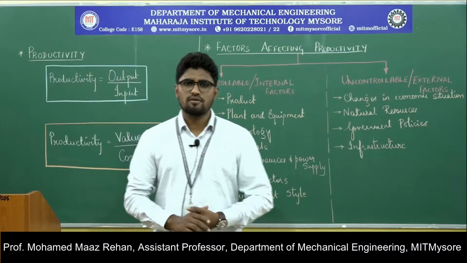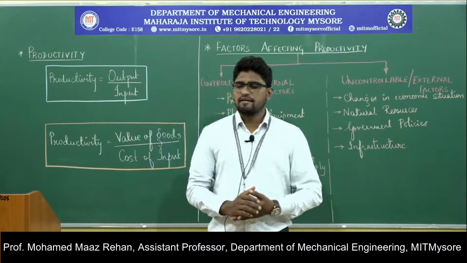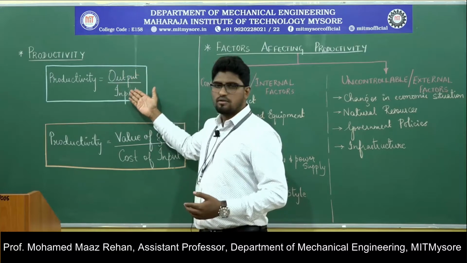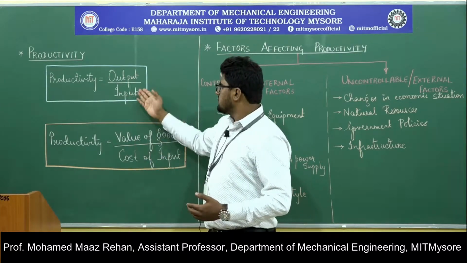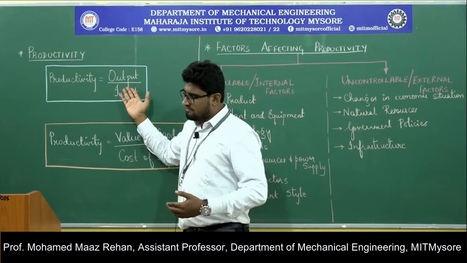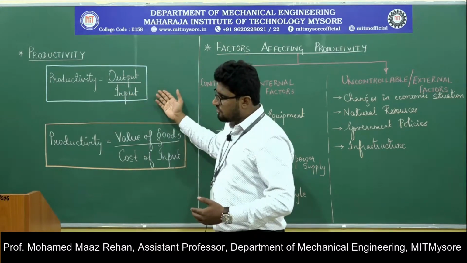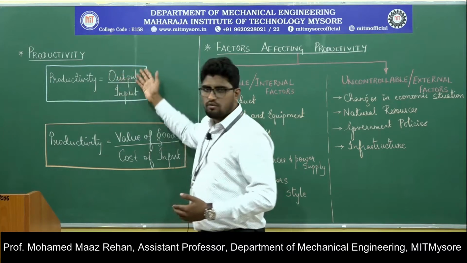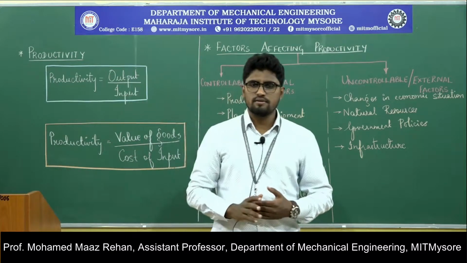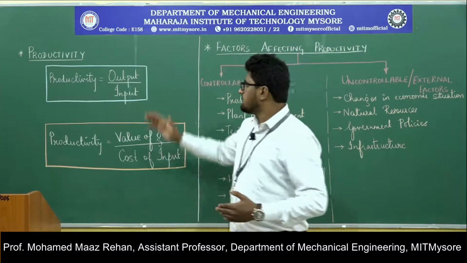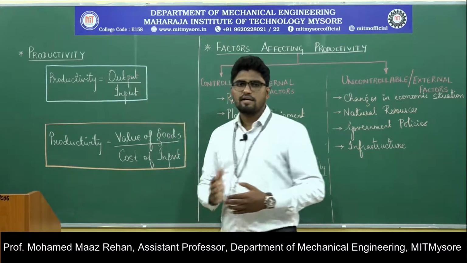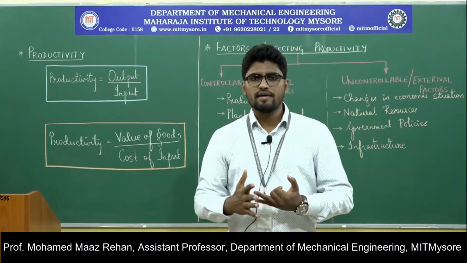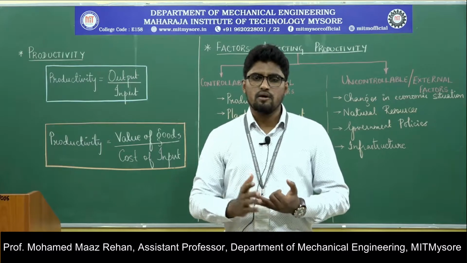Next we shall discuss productivity. So what is productivity? Productivity is the ratio of output to input. In other words, we can define productivity as a measure of how much input is required for a given output. That is what productivity is all about. We need to understand the difference between productivity and efficiency. Are productivity and efficiency one and the same, or are they different?